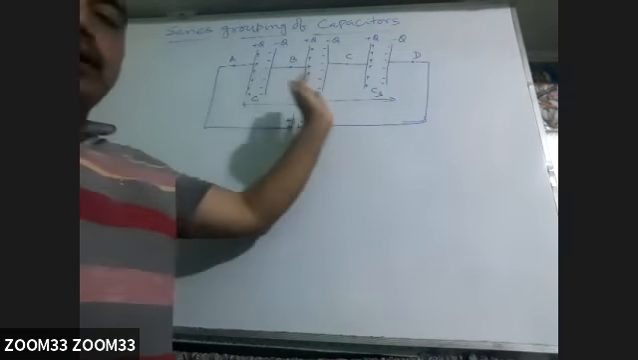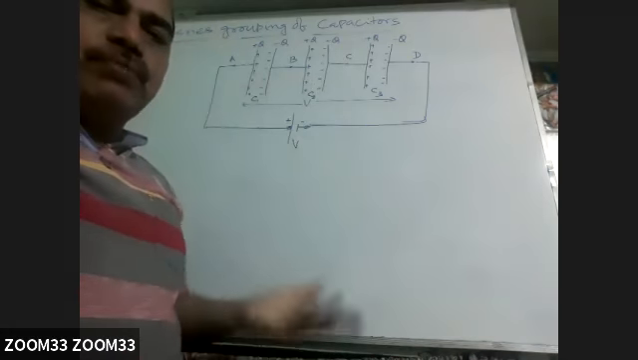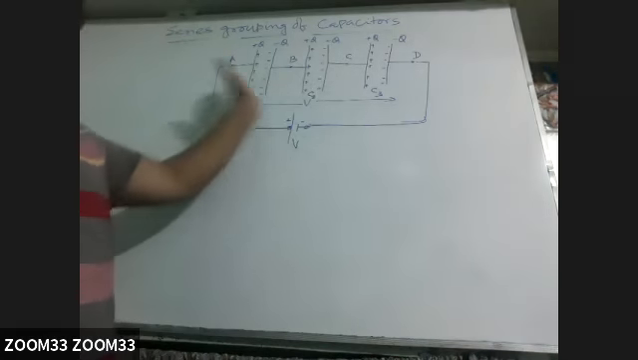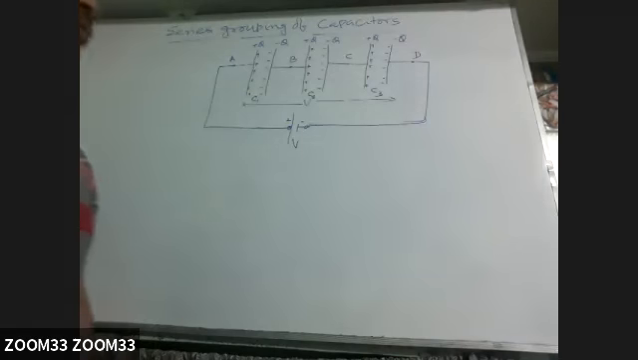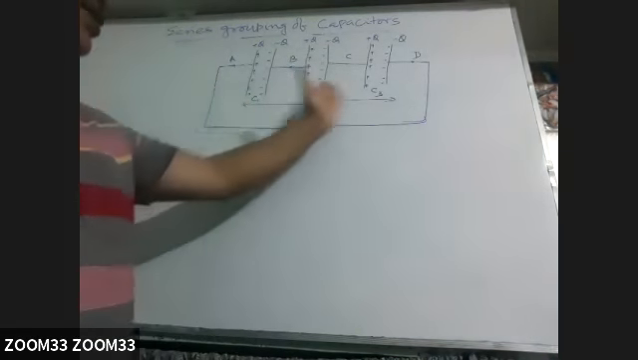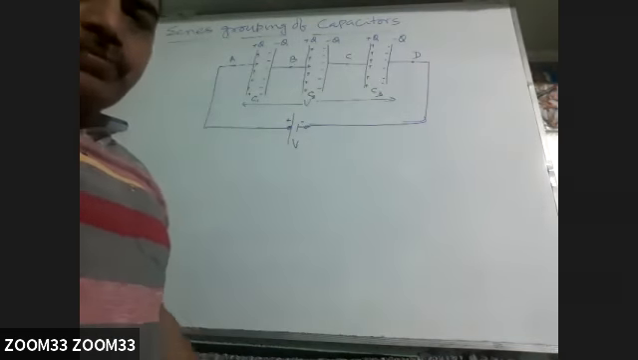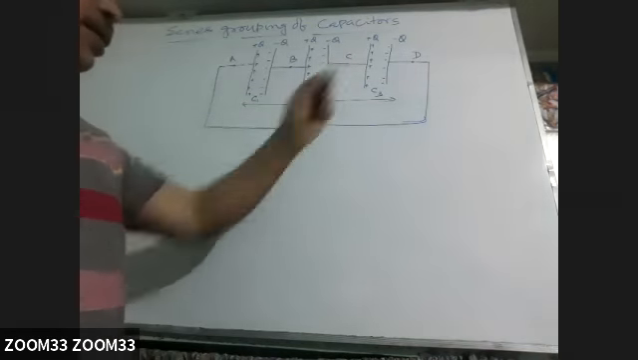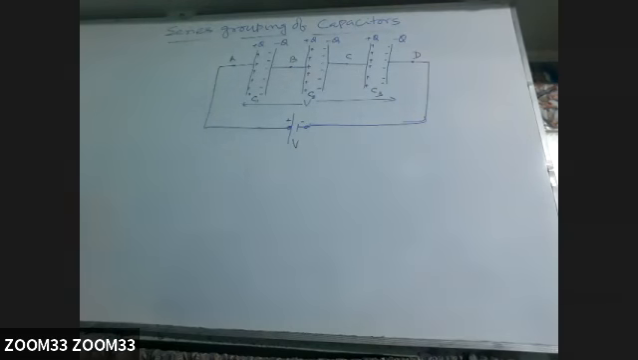So we are considering 3 capacitors. We can consider 3, 4, 5, whatever it is, so they are connected in the same way. Generally we take 3 capacitors. Their capacity may be different, may be same, no problem. But in general, we are taking different capacity, C1, C2, and C3.